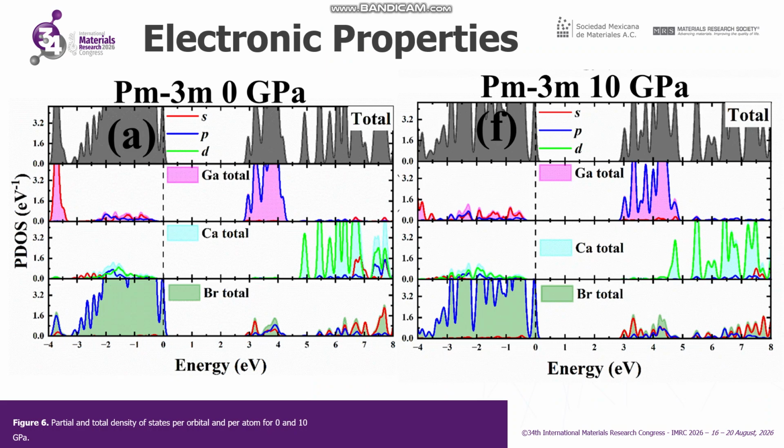The important part here is that the jaggedness of the peaks around the conduction bands indicates a growing metallicity in the compound as the pressure increases. And of course, this means a possible delocalization of the charges in the compound as a function of pressure.